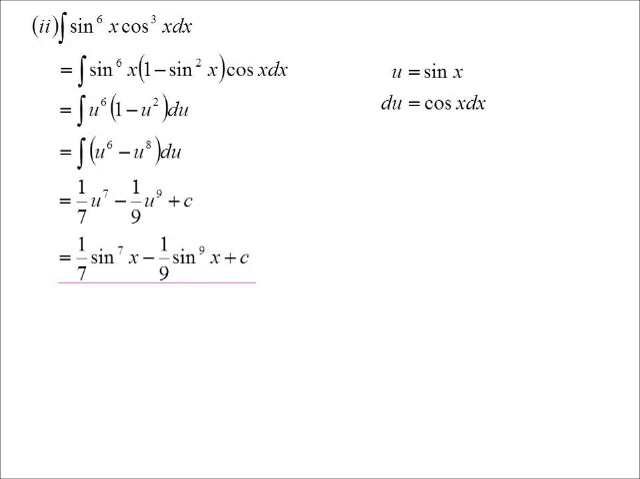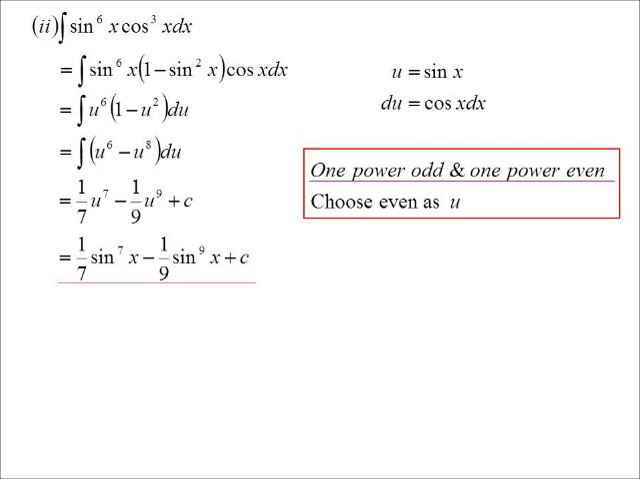Okay, one odd, one even. Well, as long as one is odd, I'm okay, because I can always pull out to the power of 1, leaving me with an even power. So that's what I'm going to do. I'll pull out the cos x, which will leave me with cos squared. Cos squared I can turn into 1 minus sine squared. Bang, I can do my substitution. u equals sine x, sub in, and there we are. So as long as there's an odd power in there, these are pretty easy to handle. So the even one will end up being the u, because the odd one you've pulled out is the du.